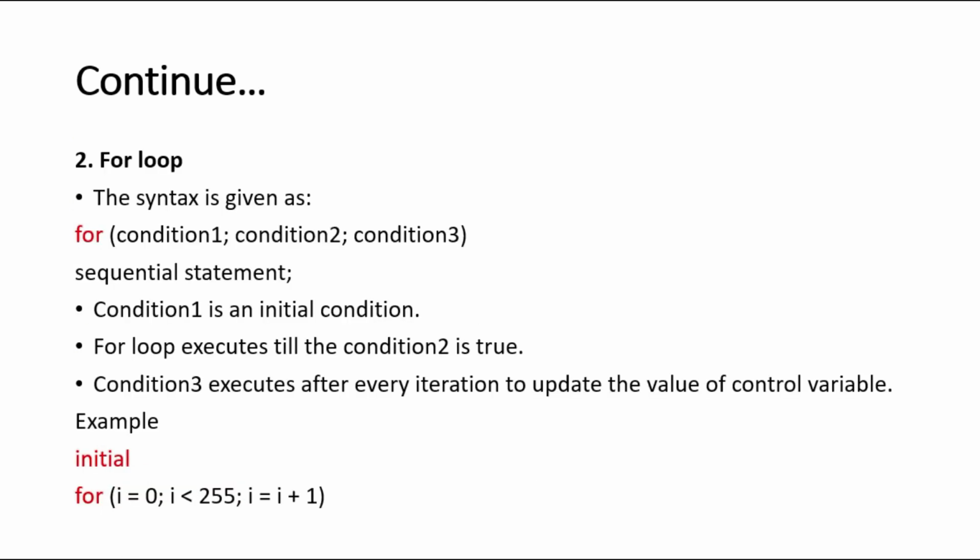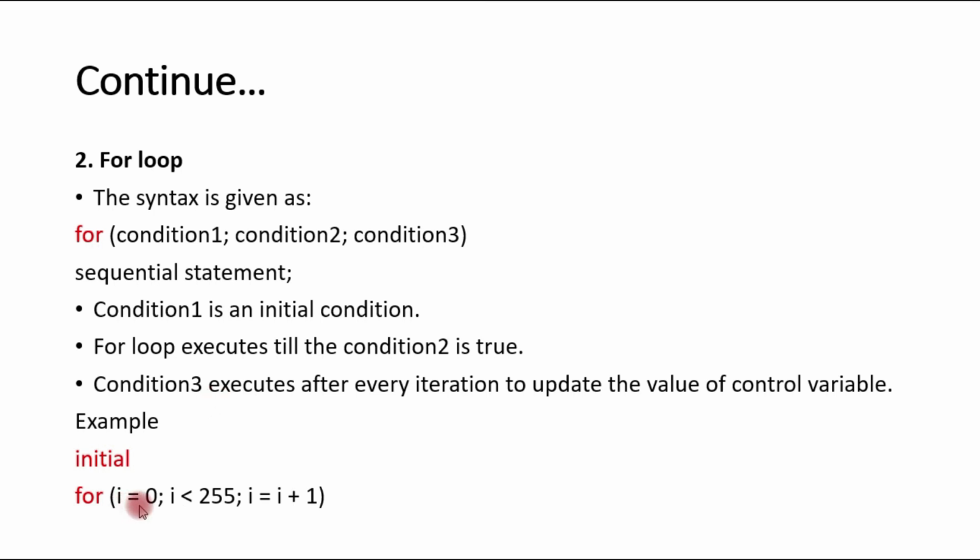For looping, most frequently used looping statement. The syntax is given here: for condition 1, condition 2, condition 3. Condition 1 is the initial condition, condition 2 is the expression, and it shows how many times the sequential statements will be executed. Condition 3 shows the iteration control parameter.